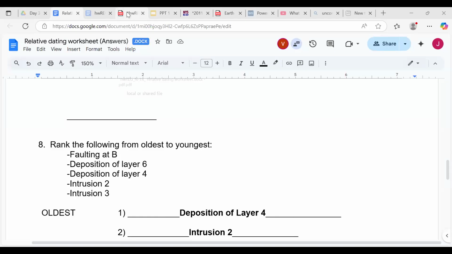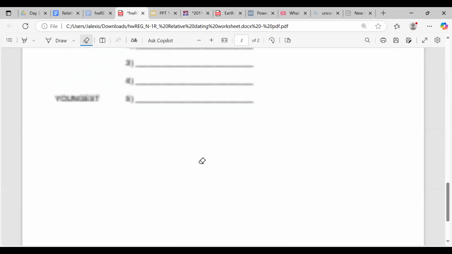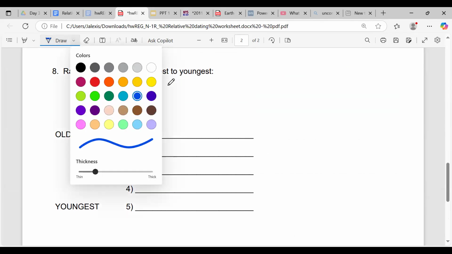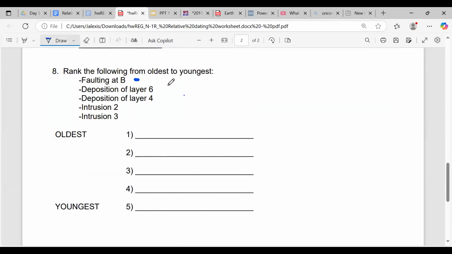All right, so number 8. Number 8 says, rank the following from oldest to youngest. All right, so we're looking at fault B, the deposition of layer 6, the deposition of layer 4, intrusion 2, and intrusion 3.